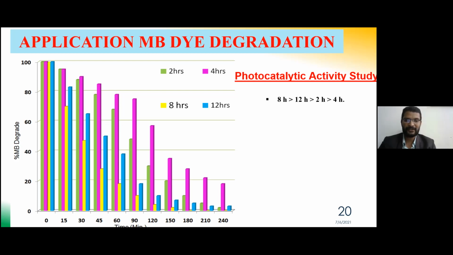After 2-hour reaction time, I observe that the 2-hour reaction time material degraded the methylene blue dye by near about 70%. The 4-hour reaction time material degraded only 50%. And the 8-hour reaction time material degraded the dye by near about 99%.